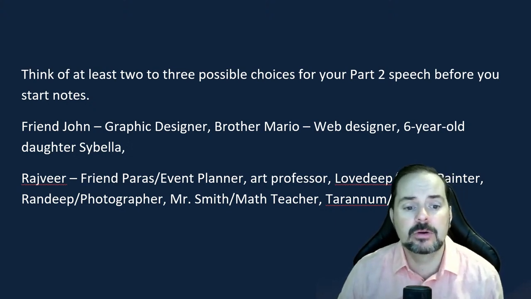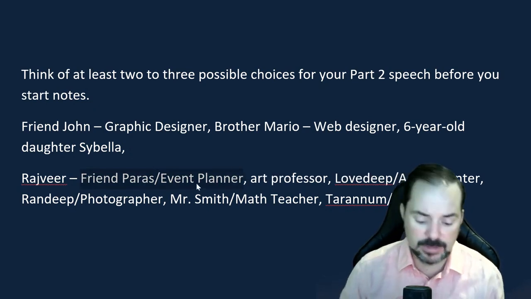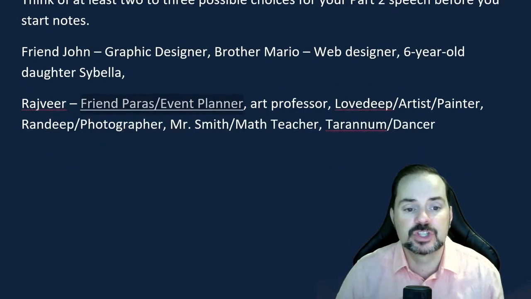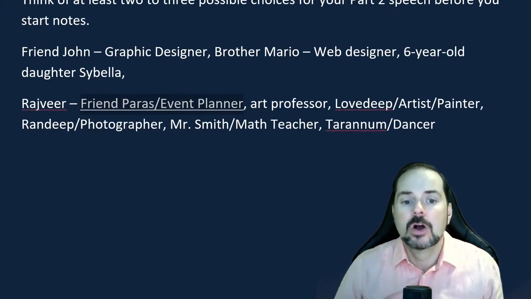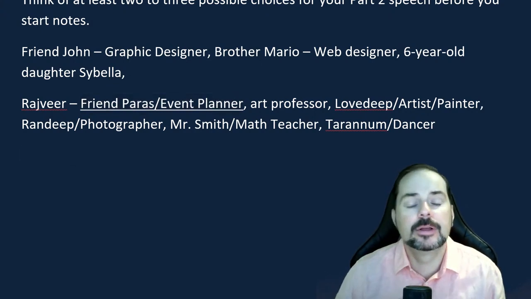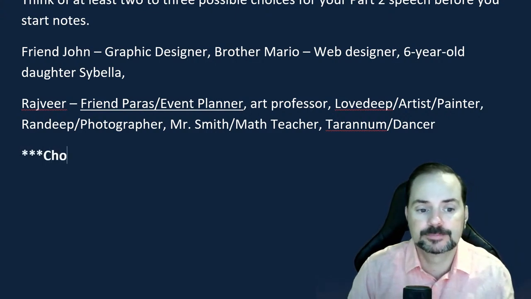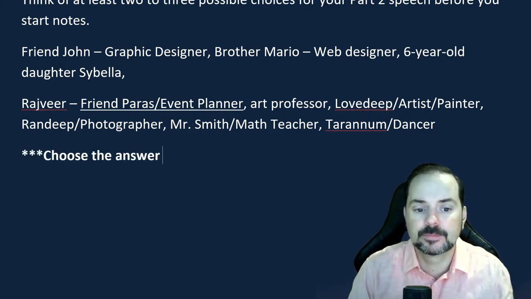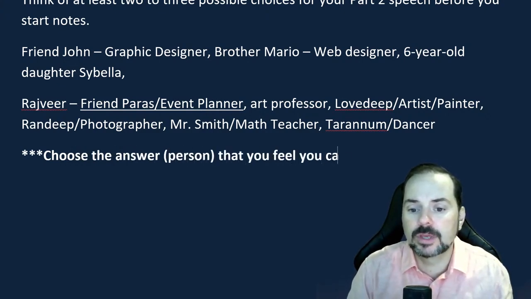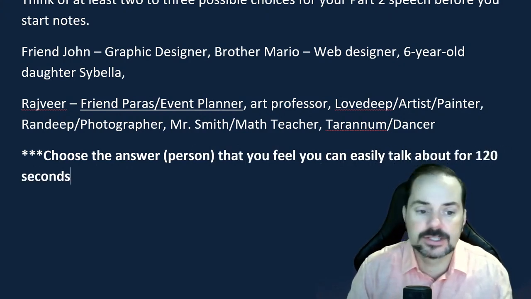For right now, let's just take one. So we'll take the first one that popped up in the chat. It was Rajveer's suggestion, the friend Paras, an event planner. Okay, sure. So now make sure that when you decide, you choose the answer or the person in this case that you feel you can easily talk about for that 120 seconds.